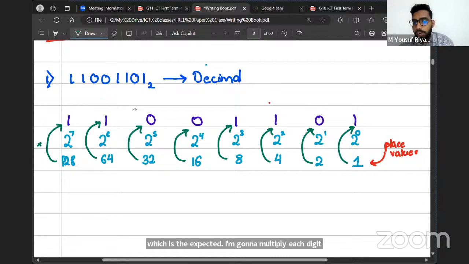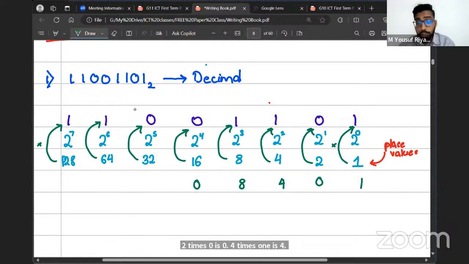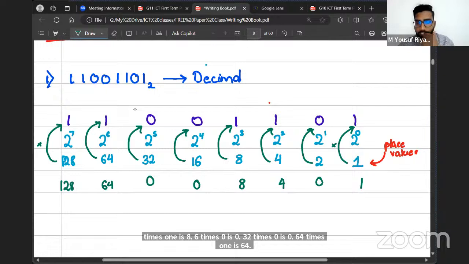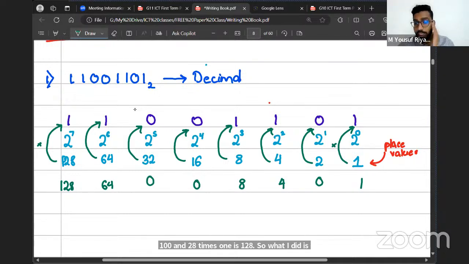When I multiply 1 and 1, I get 1. 2 times 0 is 0. 4 times 1 is 4. 8 times 1 is 8. 16 times 0 is 0. 32 times 0 is 0. 64 times 1 is 64. 128 times 1 is 128. So now I found the values in each respective place. Earlier I found the place value; now I found the value of each bit, right?